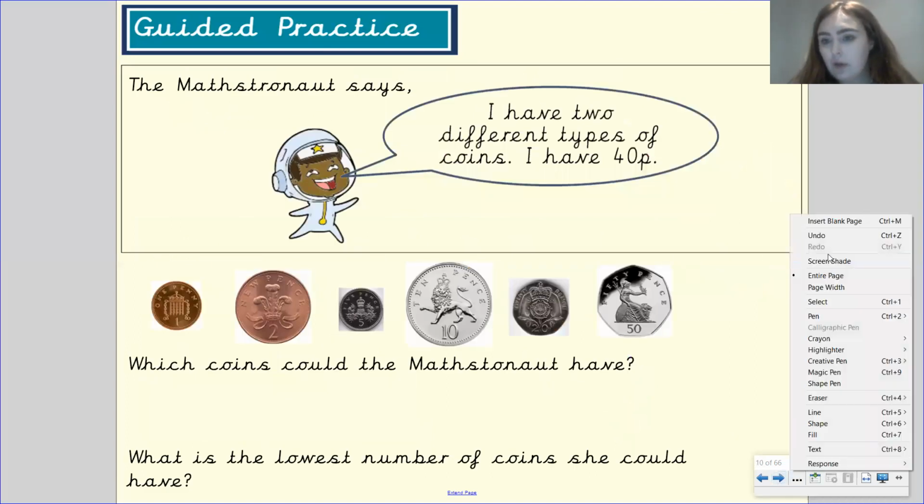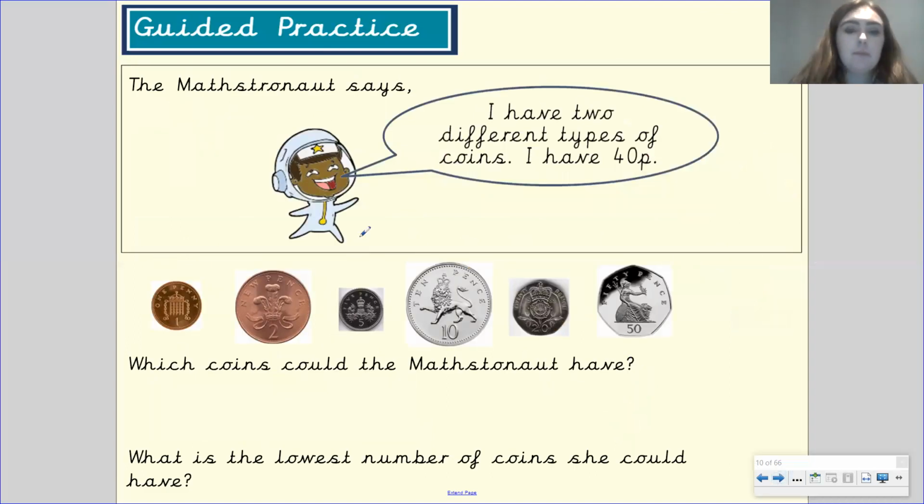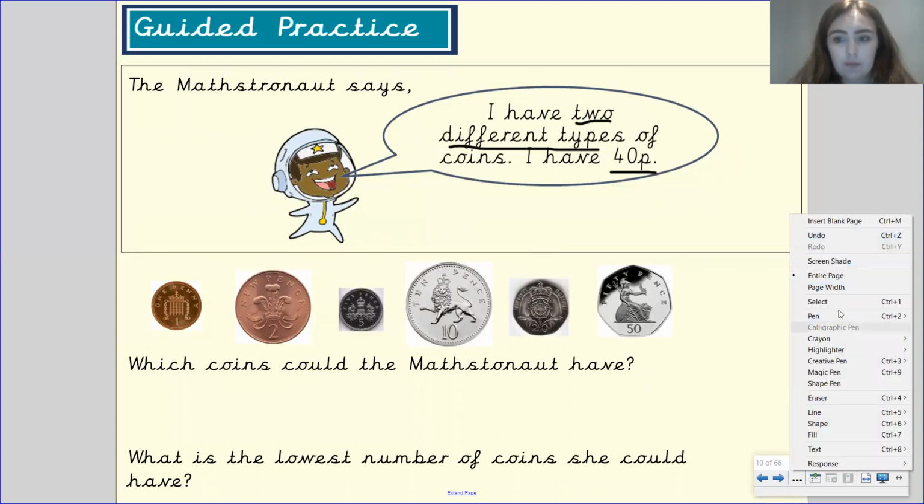Okay, let's have a go here. So the Mastronaut says, I have 2 different types of coins. I have 40 pence. So we know he's got 2 different types of coins. He can have as many of these 2 different types of coins as he can, but he's only got 2 different types, and it makes 40 pence. So I've put here our different coins that we could have. And I want you to have a go at making 40 pence only using 2 different types. Pause the video to have a go.